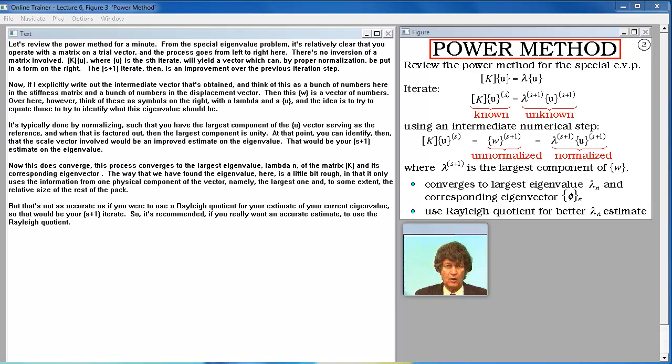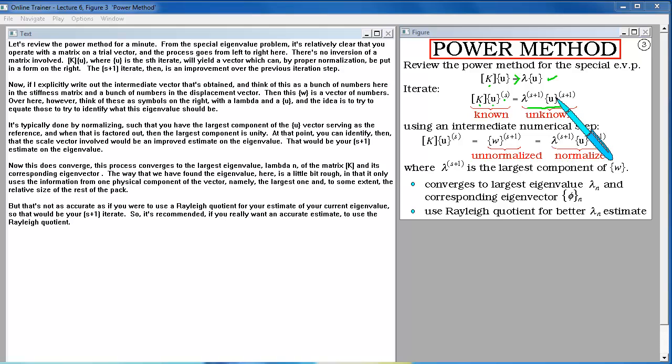Let's review the power method for a minute. For the special eigenvalue problem, it's relatively clear that you operate with the matrix on a trial vector and the process goes from left to right here. There's no inversion of a matrix involved. K times U, where U is the Sth iterate, will yield a vector which can, by proper normalization, be put in the form on the right. The S plus first iterate then is an improvement over the previous iteration step.